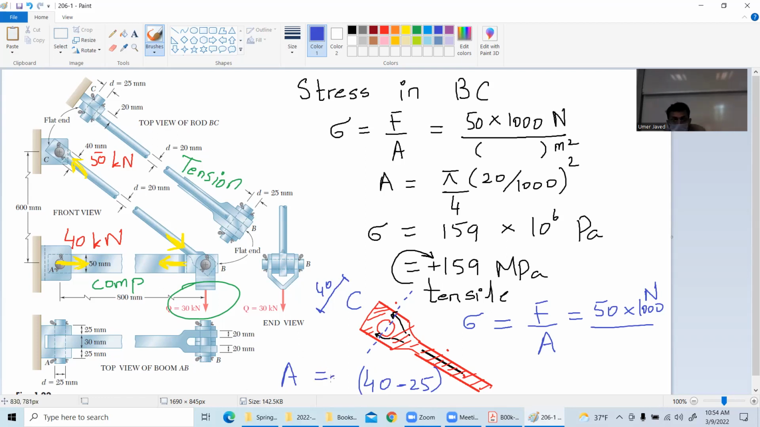Is it confusing? Is everyone following me? Yes, no, it was a little confusing. So then I will write the word millimeter square. So 40 minus 25 is 15. 20 multiplied by 15 is 300.